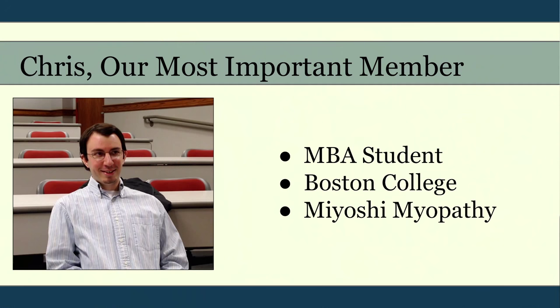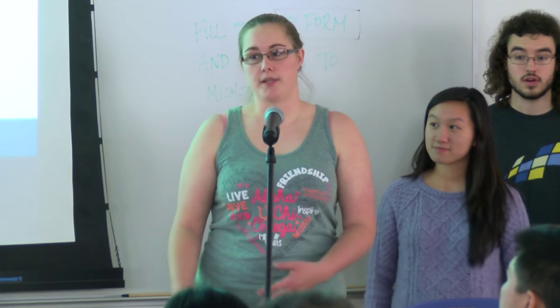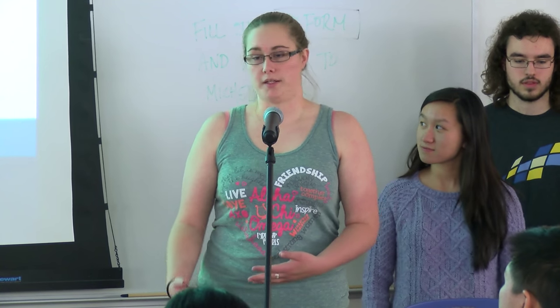I'm Carolyn, and this is Phoebe, Dirk, and Arthi, and we are Team Chris. So some context on our client, his activities that he wants to do and his assistive technology is that Chris is an MBA student at Boston College, and he has a genetic condition called Miyoshi myopathy. Miyoshi myopathy is a late onset form of muscular dystrophy. So when Chris was about 22, he started to feel some weakness in his muscles, especially in his legs. And now he uses crutches and a scooter, depending upon the distance that he wants to go on campus and at home.